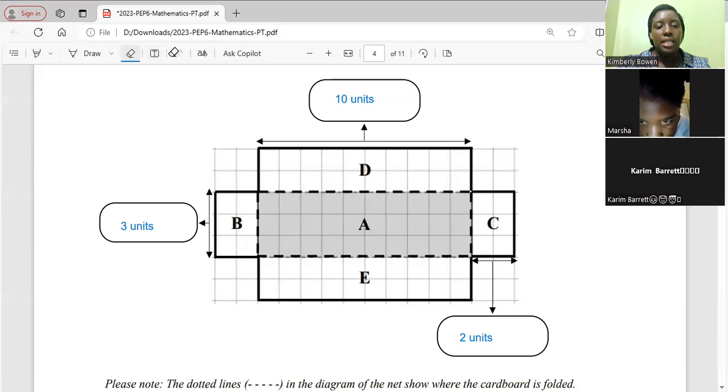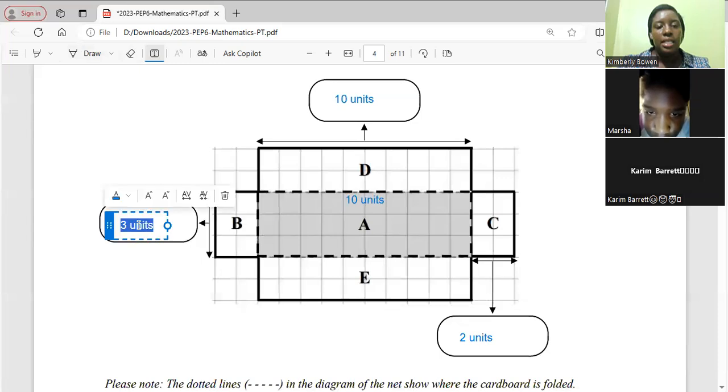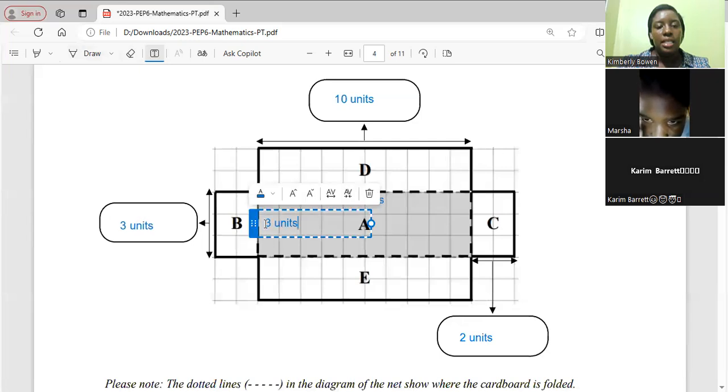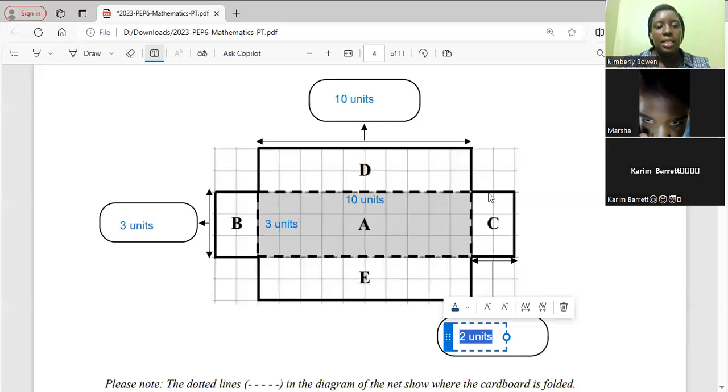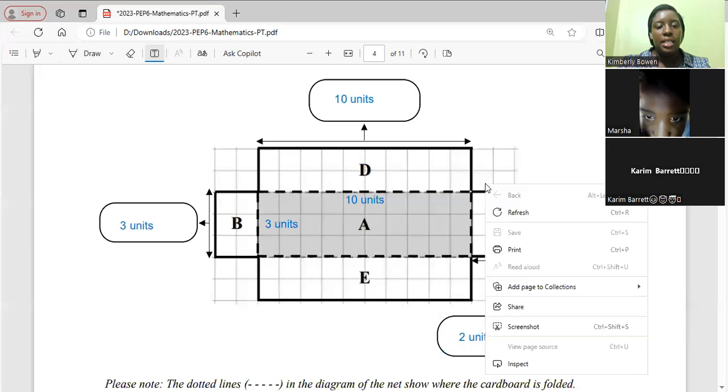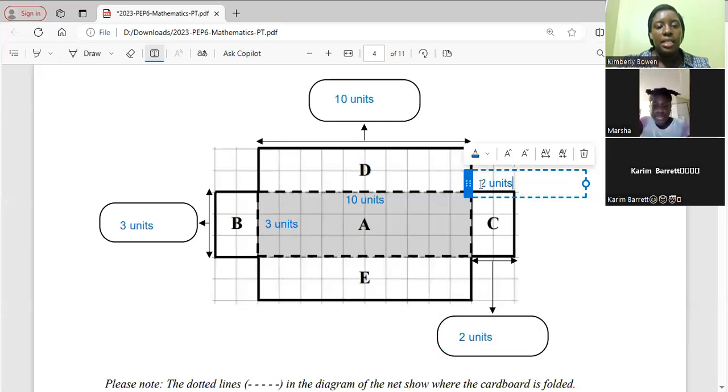Because whatever the top of the rectangle is, the bottom will be too as well, right? Are we following? Here's also 10 units. If here is 3 units, this side is also 3 units. And if here is 2 units at the top, here is also 2 units. So we can measure.